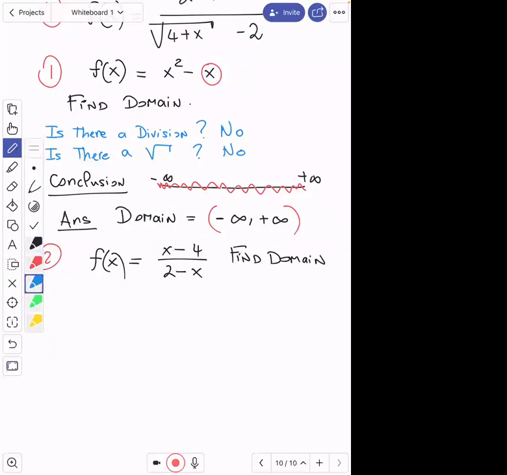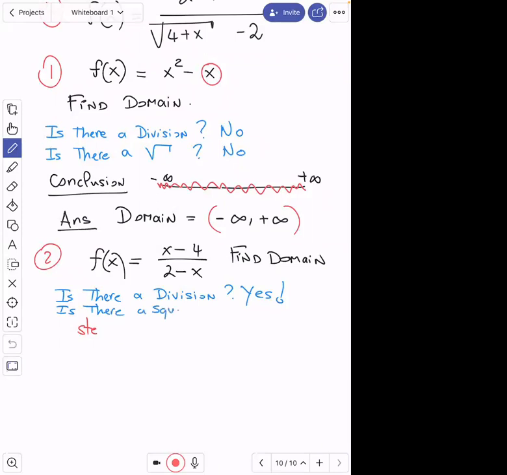So first question is there a division? And the answer is yes, right? So if there's a division, well, then you need to follow the two steps that we have. So in the first step, and let me answer the other question, right? Is there a square root? And the answer, of course, is no. Okay, so because we have a division, right?